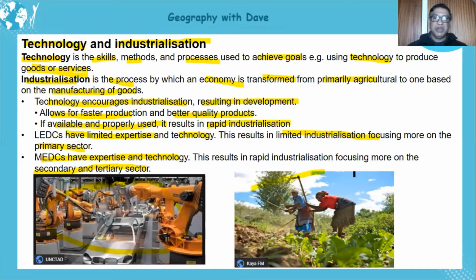Whereas this is quite a common sight in LEDCs. All right, people doing farming with primitive equipment, etc. Not that they're not intelligent; they could be far more intelligent than other people, but they lack the skills and opportunities. Okay.